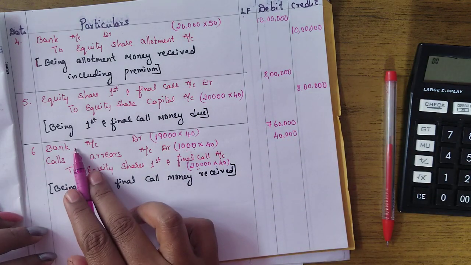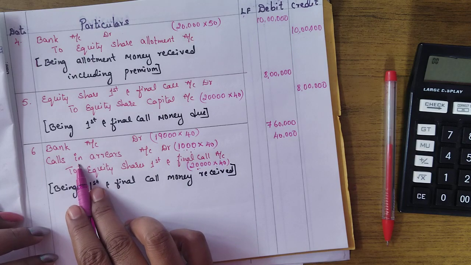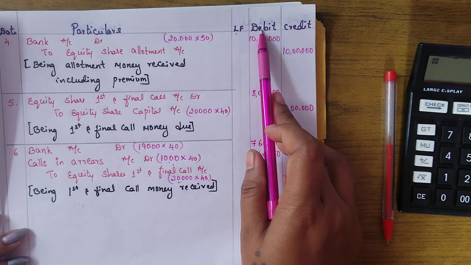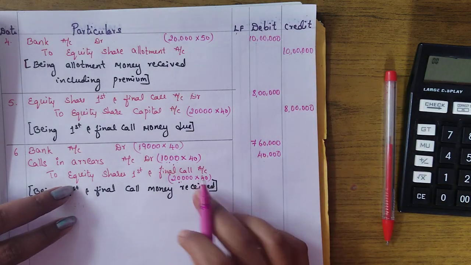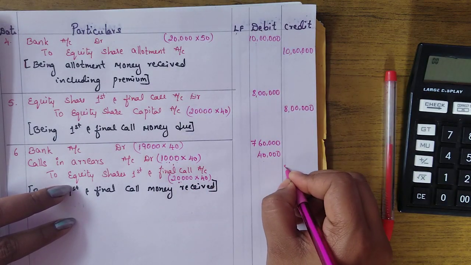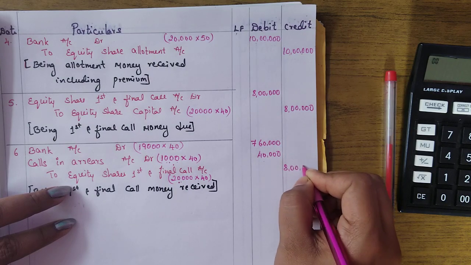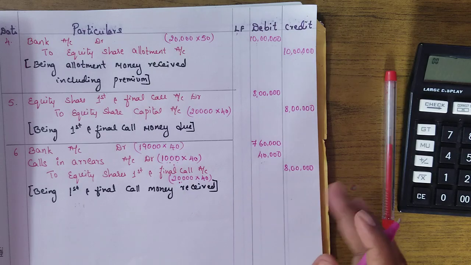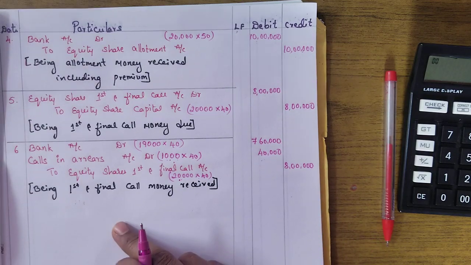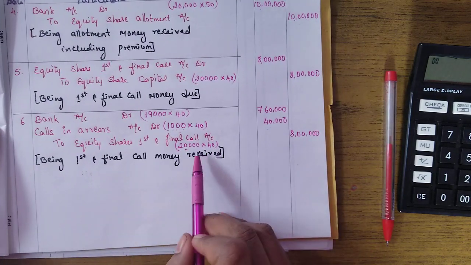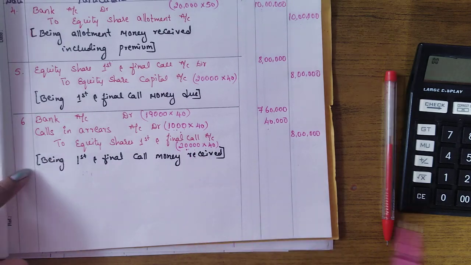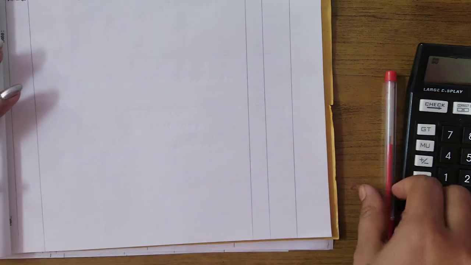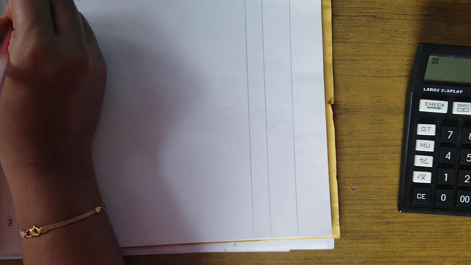Both are debited. Bank account and calls in arrears are debited, so I am writing the amount in the debit column. Okay, in the debit column. And next, 20,000 into 40, it is 8 lakhs, in the credit column. Again it should tally. Okay, so this is a very important entry. Please learn the calculation from here, from the 6th entry. Next, moving on to the next entry, forfeiting.